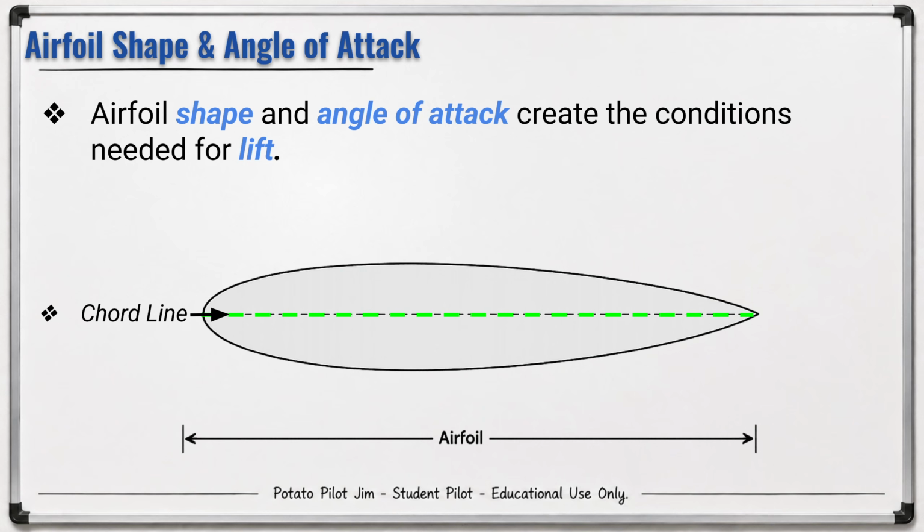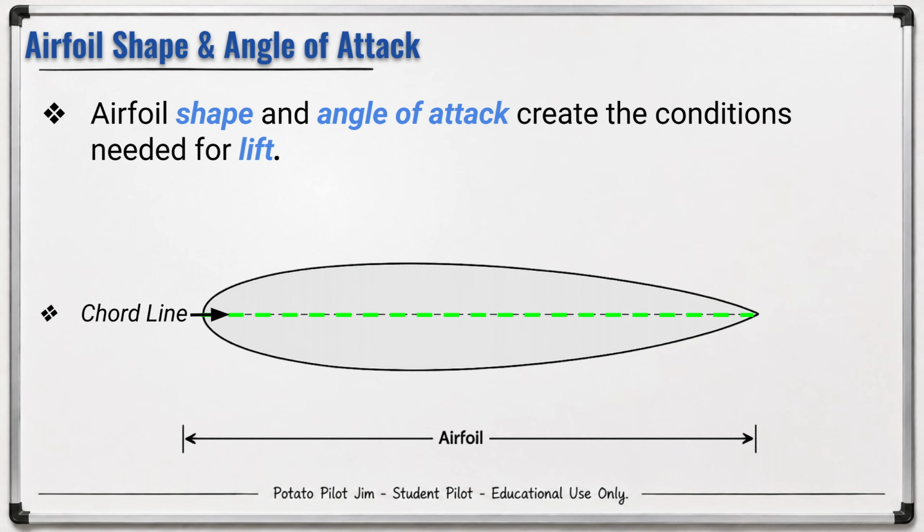For now, don't worry too much about memorizing every part of the airfoil. The important thing to remember is that the shape of the airfoil helps create the conditions needed for lift generation. The airfoil accelerates airflow, influences pressure distribution, and effectively redirects air as it passes through the atmosphere. But the shape of the airfoil alone isn't enough to produce lift. We also need to consider how the airfoil is positioned relative to the airflow. That brings us to one of the most important concepts in all of aerodynamics: angle of attack.